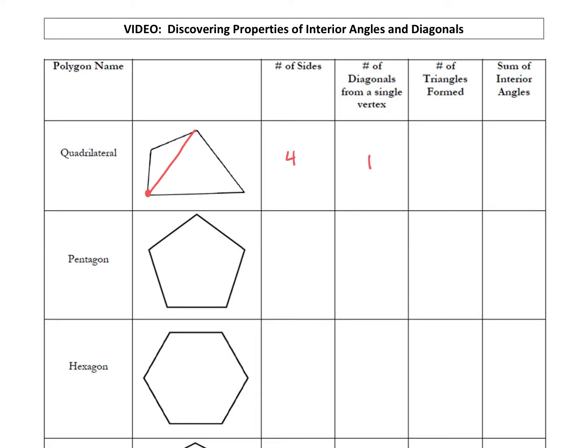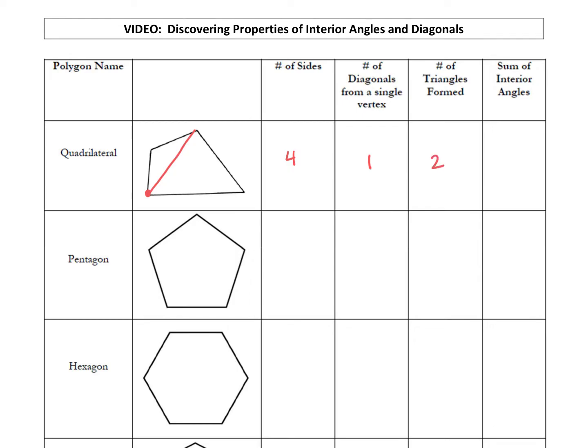When we drew that one diagonal, we created triangles within the polygon. So how many triangles were formed by that diagonal that we drew in? Here's one triangle, here's 2 triangles. So we have 2 total triangles.